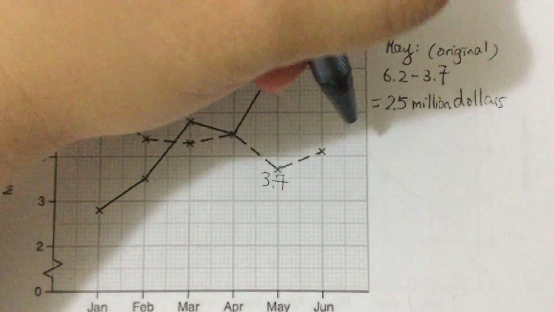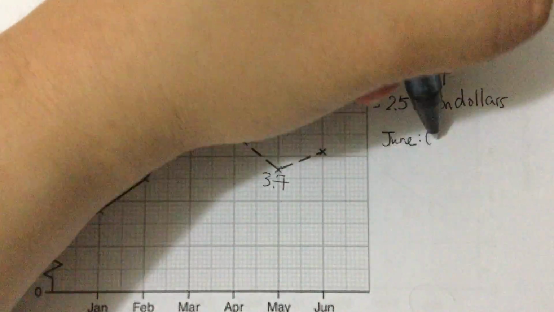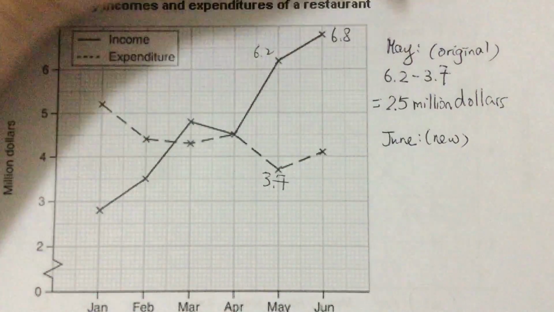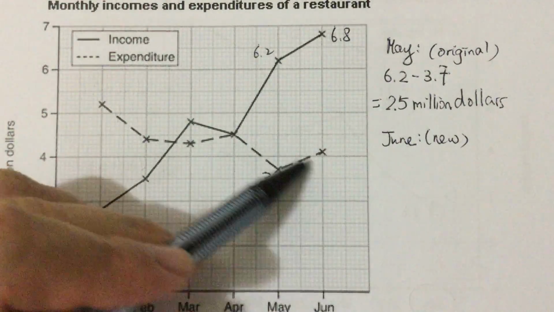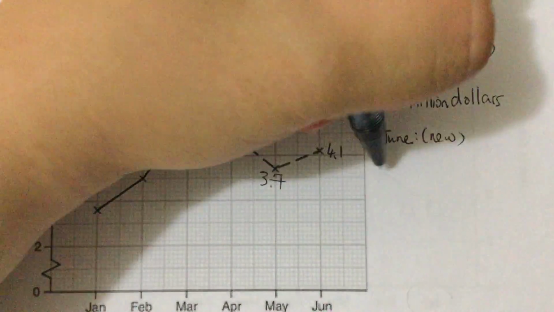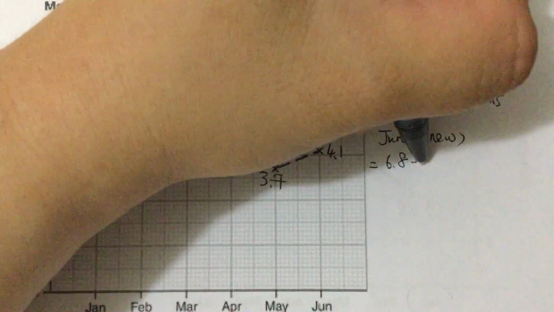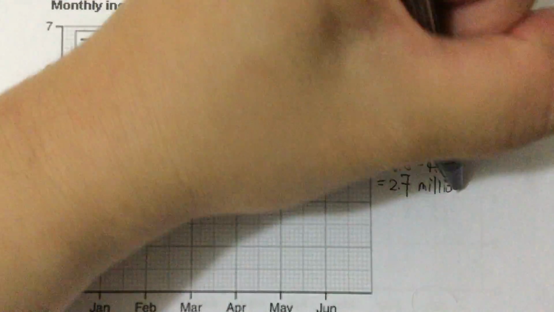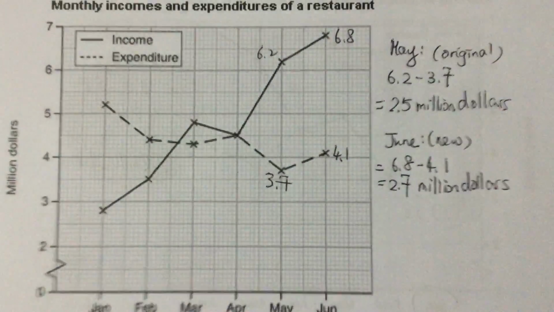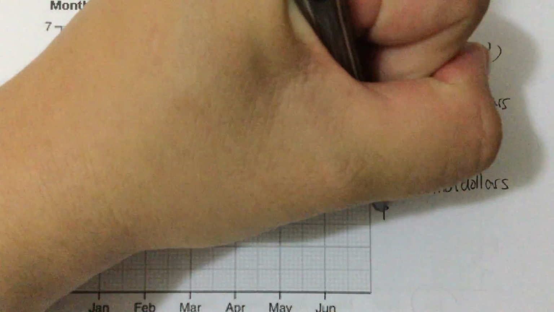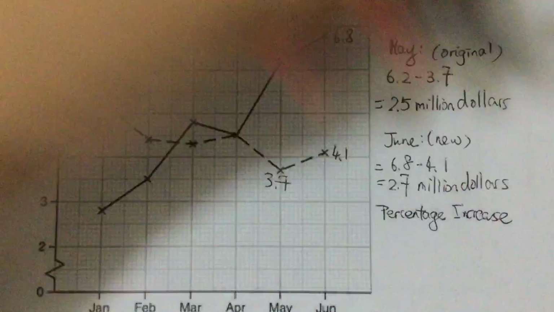Okay, and then for June, you are going to find the new value also. Look at this. For June, the income is $6.8 million, and we know from question 2 that the expenditure is 4.1 million. So this one is 6.8 minus 4.1, which is $2.7 million. So you solve the problem like this. We have the new one and the original one, and then finally we can find the percentage increase.